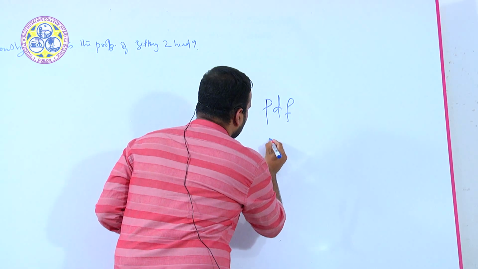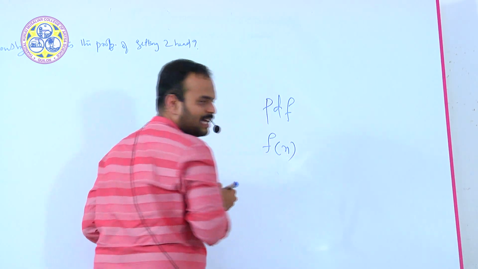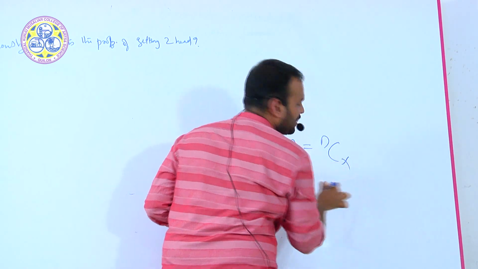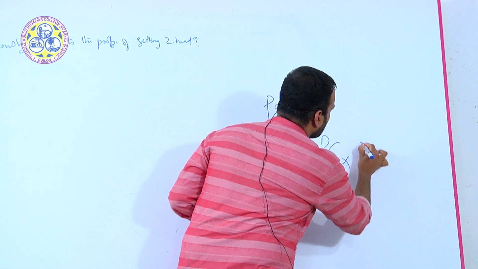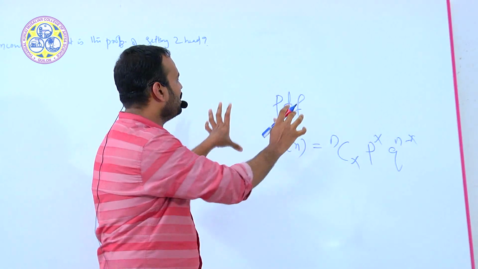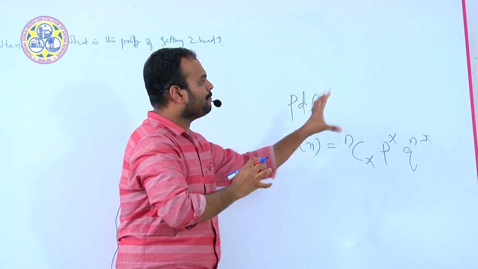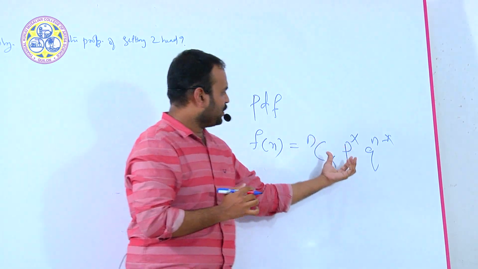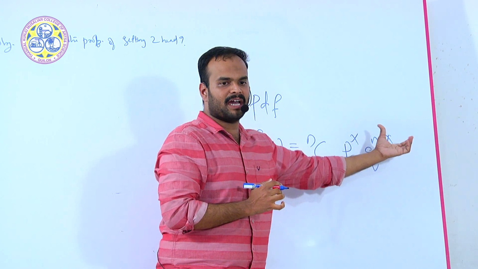The function is in the form of x, f of x, you are writing nCx, P raised to x, Q raised to n minus x. This is the fundamental PDF of the binomial distribution. What is that? nCx into P raised to x into Q raised to n minus x.